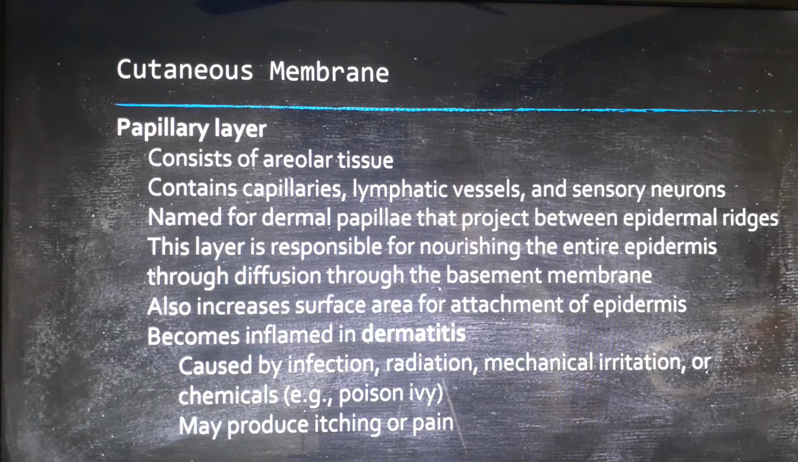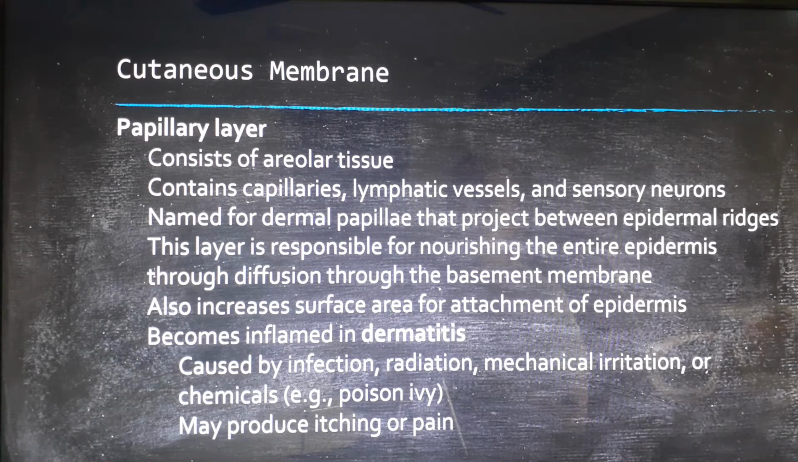It also has capillaries, lymph vessels, and sensory neurons. And the peg shapes that it goes up and down in are called dermal papillae. That's where it gets its name. Now, those pegs serve 2 important functions. They both have to do with surface area. Just like microvilli increase surface area, dermal papillae will increase surface area.